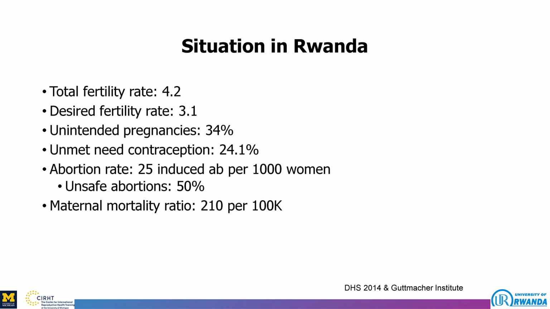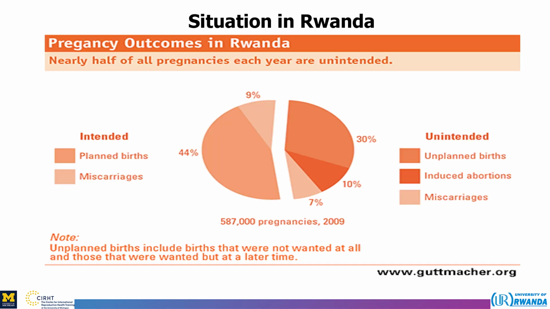Unintended pregnancy is reported to be at 34%, and unmet need for contraception is 24.1%. The abortion rate is 25 induced abortions per 1,000 women, and unsafe abortion is 50%. Maternal mortality ratio is currently 210 per 100,000. As you can see from these figures, the gaps and the reduction in maternal mortality can only be fixed, or at least reduced significantly, by access to family planning methods for all women.